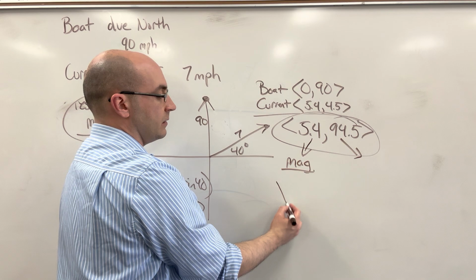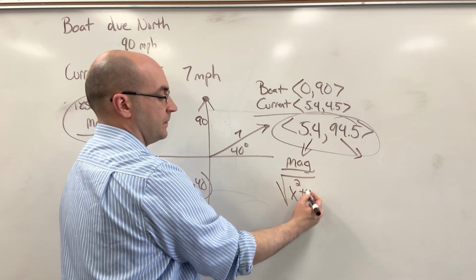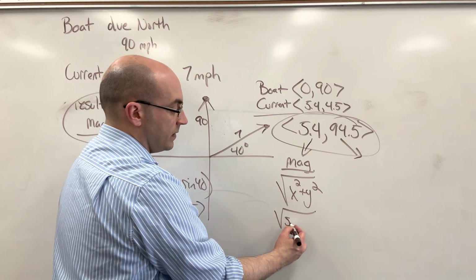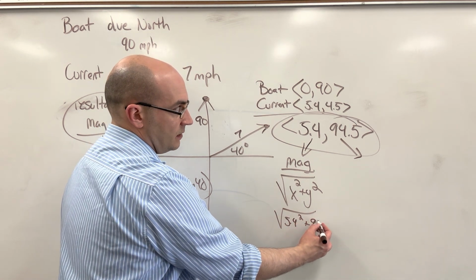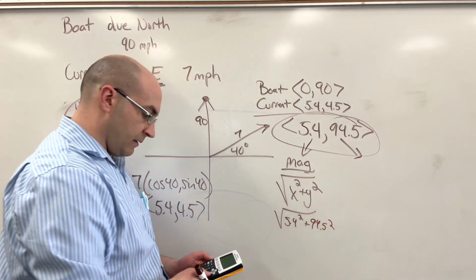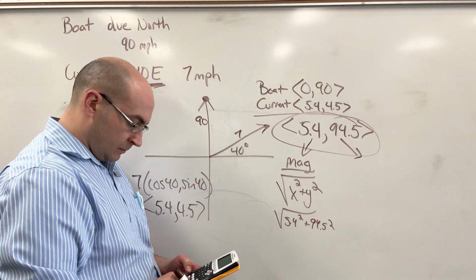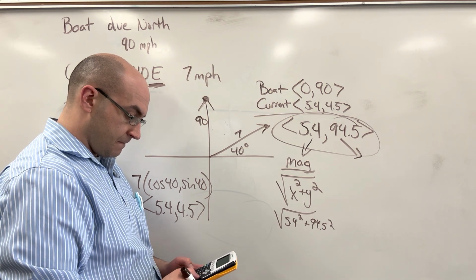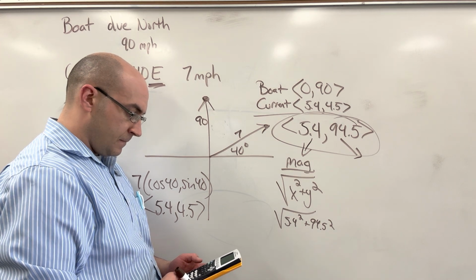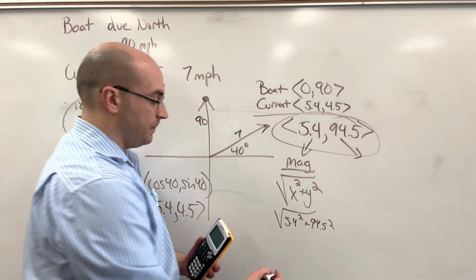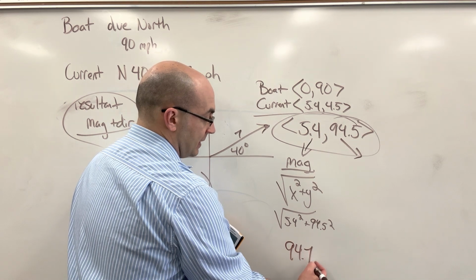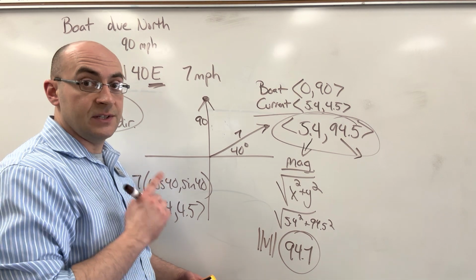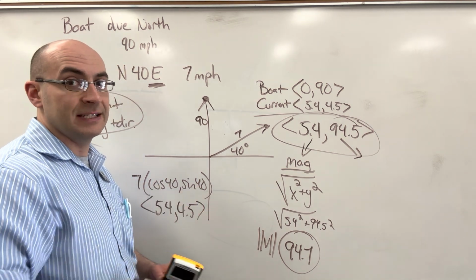Remember, magnitude is the square root of x squared plus y squared? So we're going to do the square root of 5.4 squared plus 94.5 squared. And I'm going to do that right now. Sorry, I didn't have this ready. So it's 94.7. So the magnitude is 94.7 on this new vector. Our new vector is a 94.7 distance, or length.